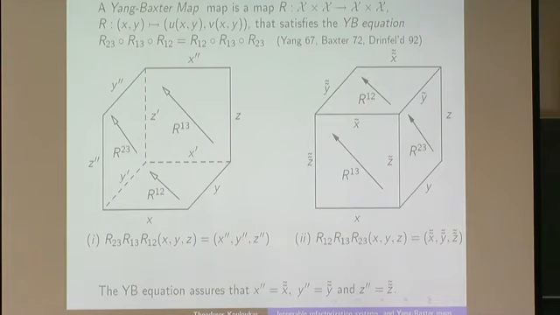Now, by beginning from the right face and then going to the front face and then to the upper face, we can derive in a different way the final values. Now, if these final values are equal, then we will say that this map is a Yang-Baxter map.